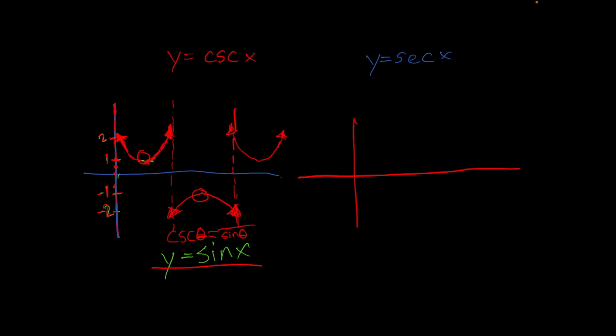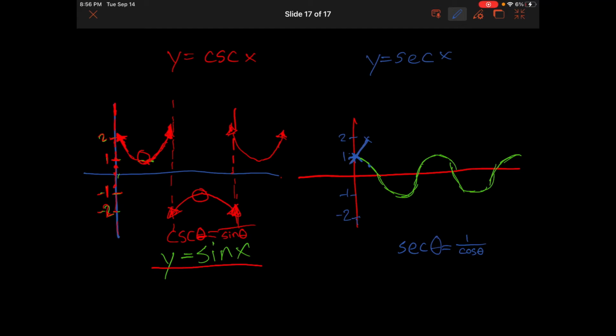I'm going to use green to represent cosine. Secant of theta equals 1 divided by cosine of theta. Again, we're at 1/2, like right here. And what is 1 divided by 1/2? Well, it's 2. 1 divided by 1 is 1. So far we have this, and it's going to go on forever. And then what about 1 divided by 0? Well, 1 divided by 0 is undefined. So we get a vertical asymptote.